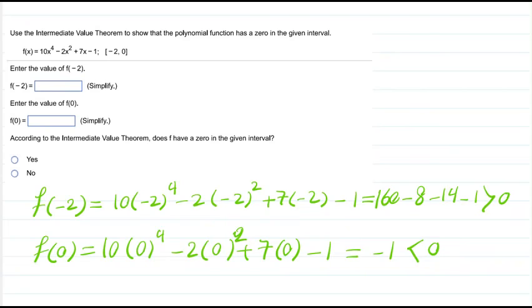And based on the intermediate value theorem, there is at least one real 0 between negative 2 and 0. And so the answer is yes.